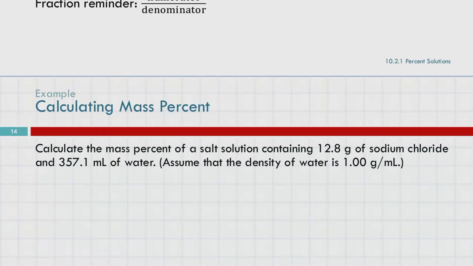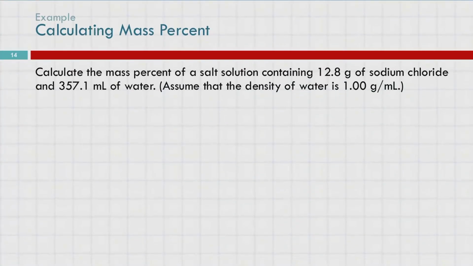All right, an example. Calculate the mass percent of a salt solution containing this many grams of sodium chloride and this many milliliters of water. We're going to assume, like it's usually safe to do, that the density of water is 1 gram per milliliter. That means you can just switch grams and milliliters. They're interchangeable.